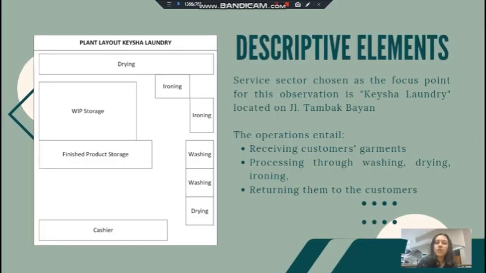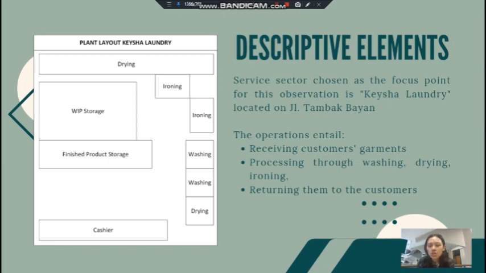So our observation object is the service sector that provides a laundry service, and our object is Kesha Laundry, located on Jalan Tambak Bayan. And the picture on the left is our plan layout for Kesha Laundry. It consists of a drawing section, work in process storage, finished product storage, cashier, and then ironing workstation, washing workstation, and also drying machine workstation.